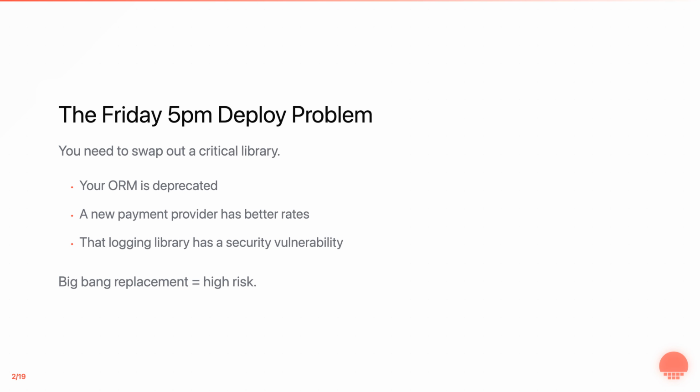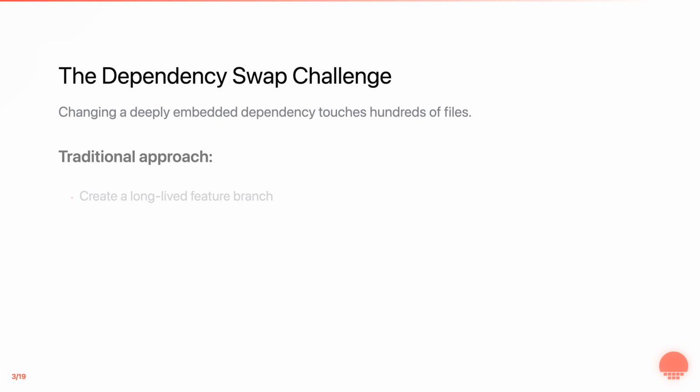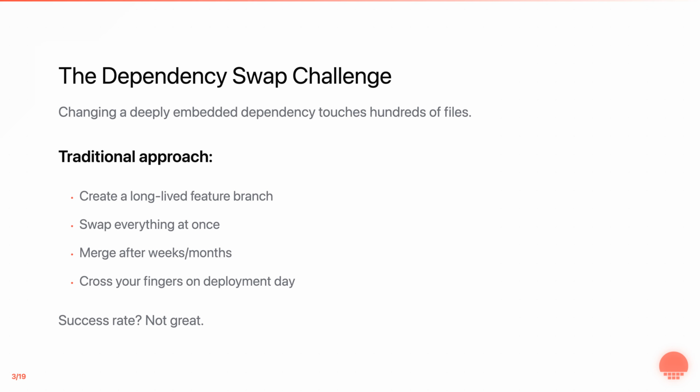The problem isn't the new library. It's trying to switch everything over in one atomic operation when you've got hundreds of call sites across a living codebase. Here's the trap most teams fall into. Create a feature branch called something like "swap old ORM for new ORM," then start touching every file that references the old dependency. Two weeks in, main has moved on without you.